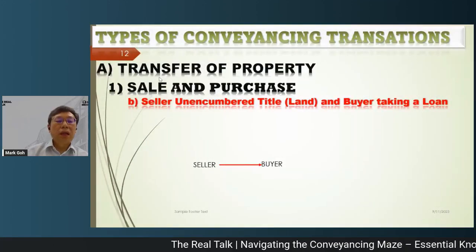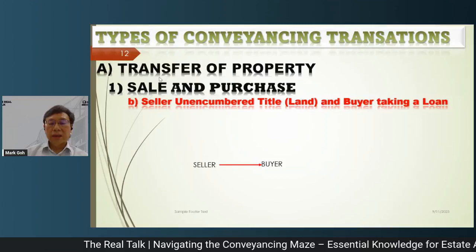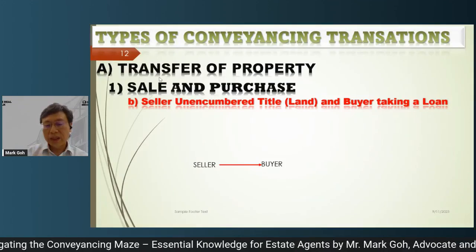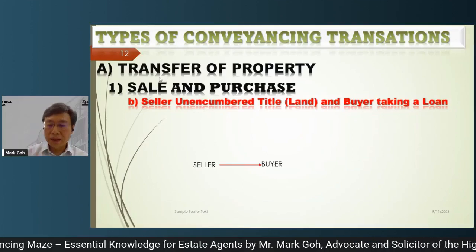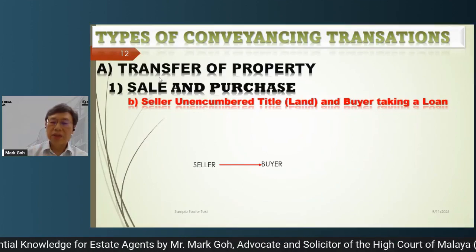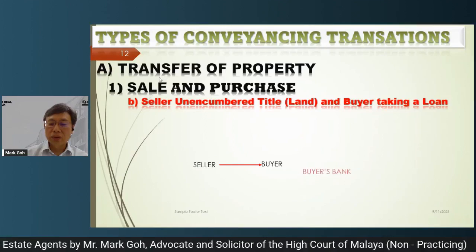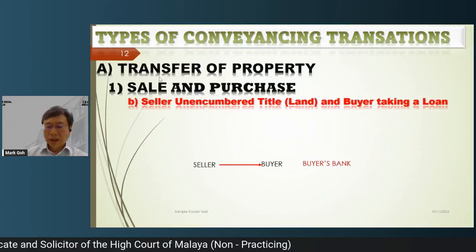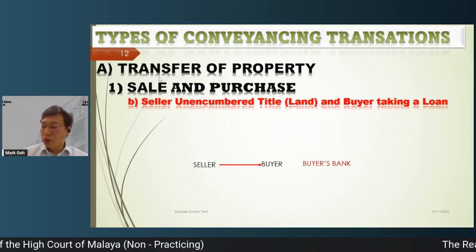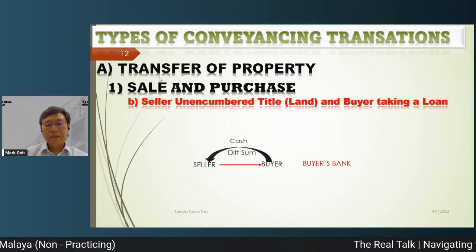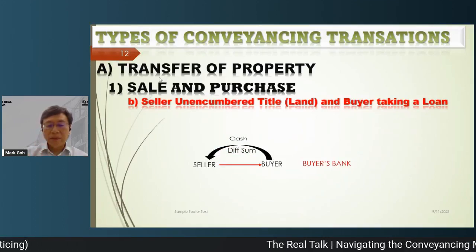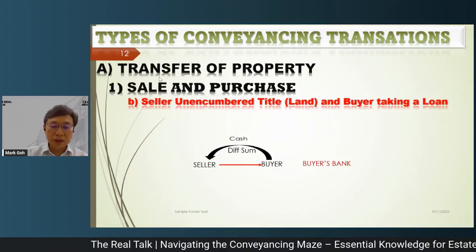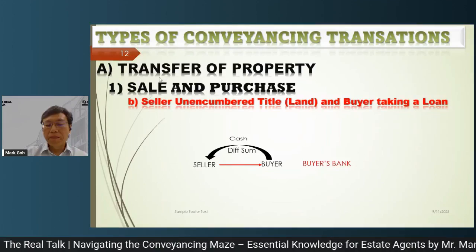Okay. Now, next, you have seller who is selling the land to the buyer, and the buyer is not paying cash. He needs to take a loan. So we have a buyer's bank coming in now, right? So what do we do in such a situation? After signing the S&P, everything, the buyer will pay what we call the differential sum. He will pay in cash.